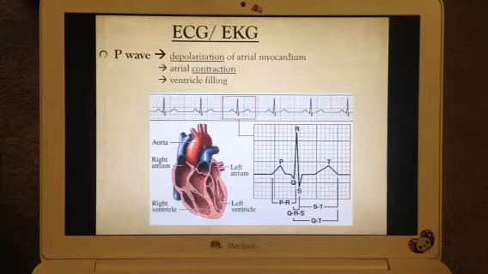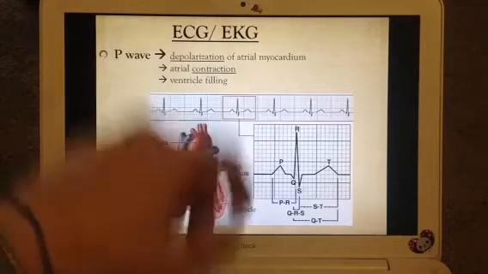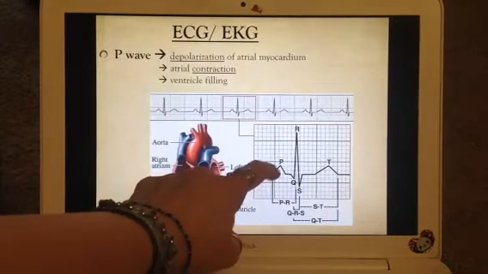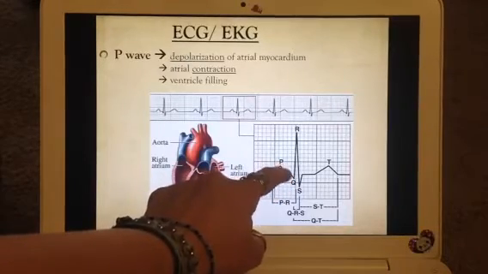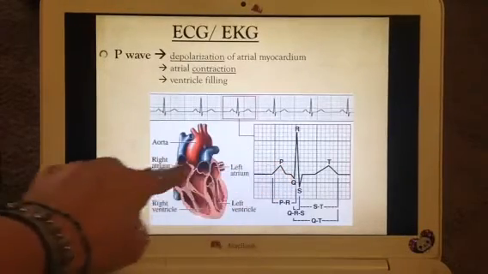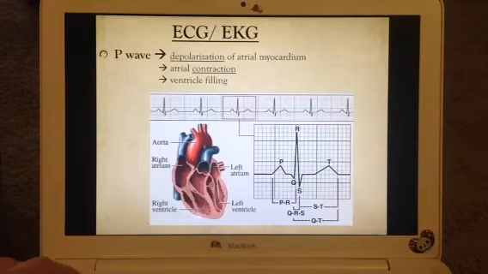Okay, so now keeping in mind what we were just talking about, the electrical activity that's going on in the heart, what does that look like on the ECG reading? So if you look at the ECG reading, the first deflection that you're going to see, which remember is an up or down, is this little hill sort of deal right here, and that's called the P wave. And what does that correspond to?